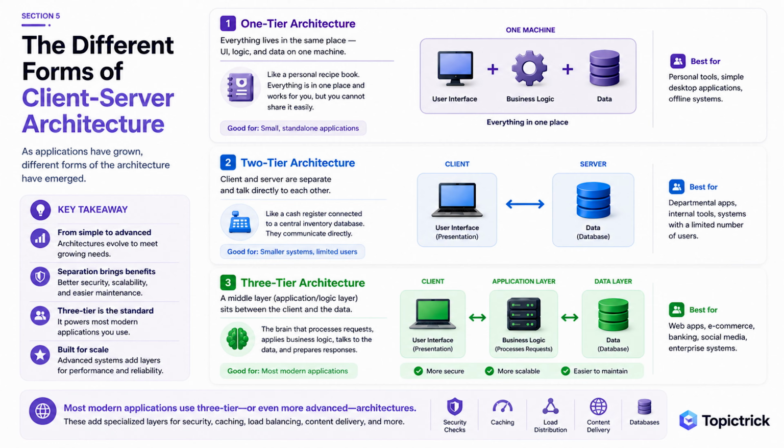This works for small, standalone applications, but it is not suitable for anything that needs to be shared across a network. The next version is called two-tier architecture. Here, the client and the server are separate. The client handles what you see and interact with. The server handles the data. They talk directly to each other.